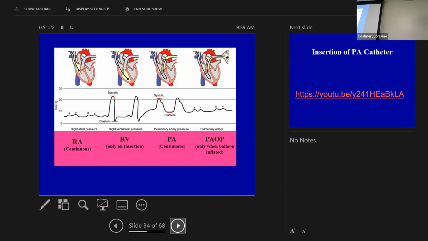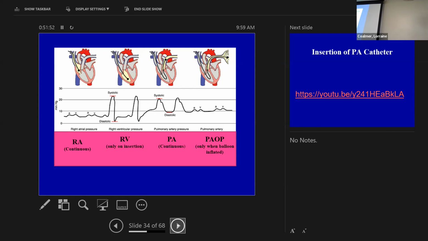So again, here, right atria. Anytime I walk into the room and this catheter is in, and the patient's in the bed, I should see a right atrial pressure or CVP. Either one, they mean the same thing. RAP and CVP mean the same. Continuous reading on the monitor. I already have it in. This is not insertion now. Never should I see a right ventricular waveform except for insertion.